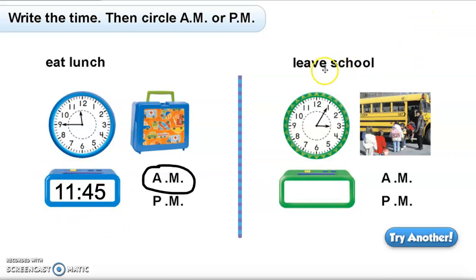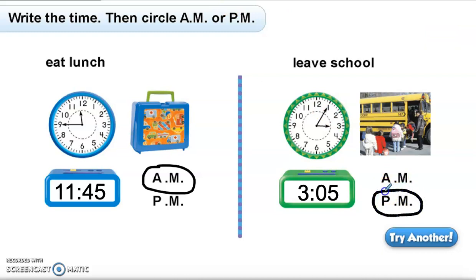All right, and then leave school. So let's look at the time here. The hour hand is pointing at the 3, and the minute hand is pointing on the 1, which means 5. So the time here is showing 3:05. And if you're leaving school at 3:05, are you leaving school at 3:05 a.m. or p.m.?